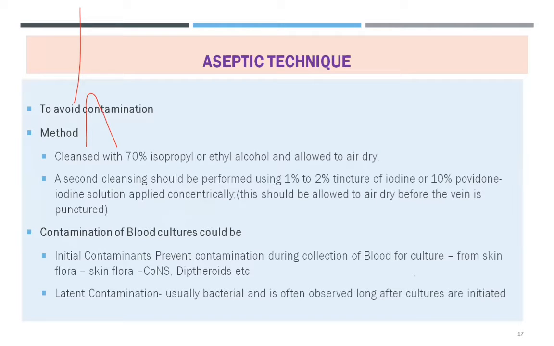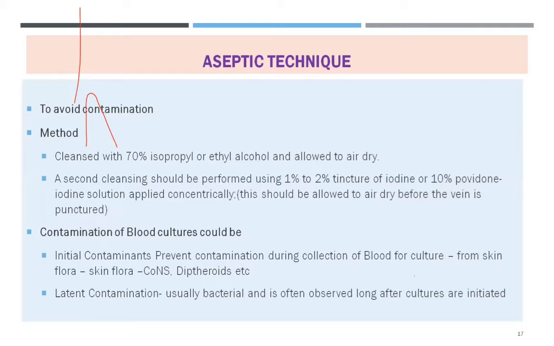Now, aseptic technique is another most important thing. Asepsis and sterile precautions should be followed. It is a part of the care bundle for blood culture collection, so contamination should be avoided during blood culture. It can be done by cleansing the site with 70% isopropyl or ethyl alcohol and allowing it to air dry. The second cleansing should be performed using 1 to 2% tincture of iodine, or 10% povidone iodine solution, or 2% weight by volume chlorhexidine.